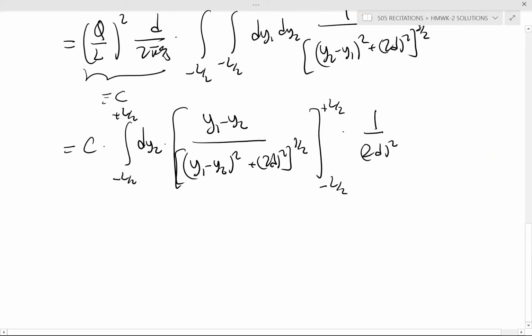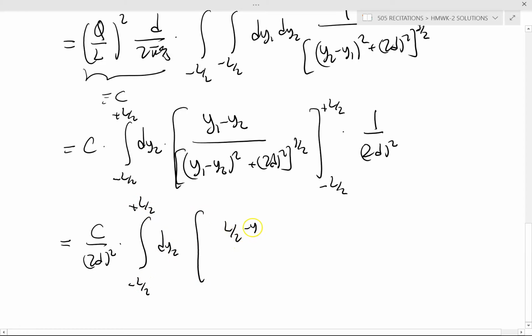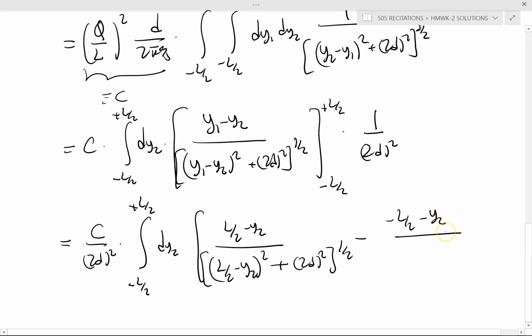And further, it is now equal to 2d squared, integral from minus L over 2 to plus L over 2 dy2, of (L over 2 minus y2) divided by ((L over 2 minus y2) squared plus 2d squared) to the power of 1 over 2, minus (minus L over 2 minus y2) divided by ((minus L over 2 minus y2) squared plus 2d squared) to the power of 1 over 2. This has a very long algebraic work.